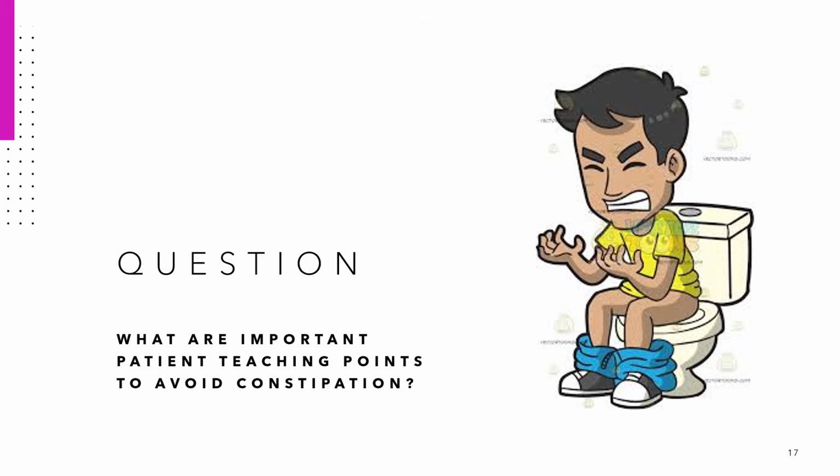What are some important patient teaching points to avoid constipation? Well, there are many things that we can help a patient with, but we would explain to them that they need to drink plenty of water, eat fiber rich foods such as veggies, fruits, whole grains, regular exercise, avoid daily stimulant laxatives, and establish regular bowel habits, and respond promptly to the urge to defecate.